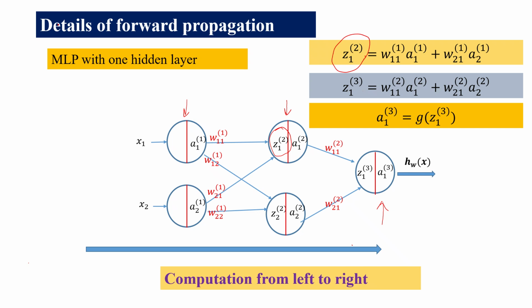Likewise, it would be for z22. Then z13 is the summation of both the inputs a12, a22 with the connected weights, and finally A13, which is the output, is the sigmoid of Z13. So these are the forward computations.